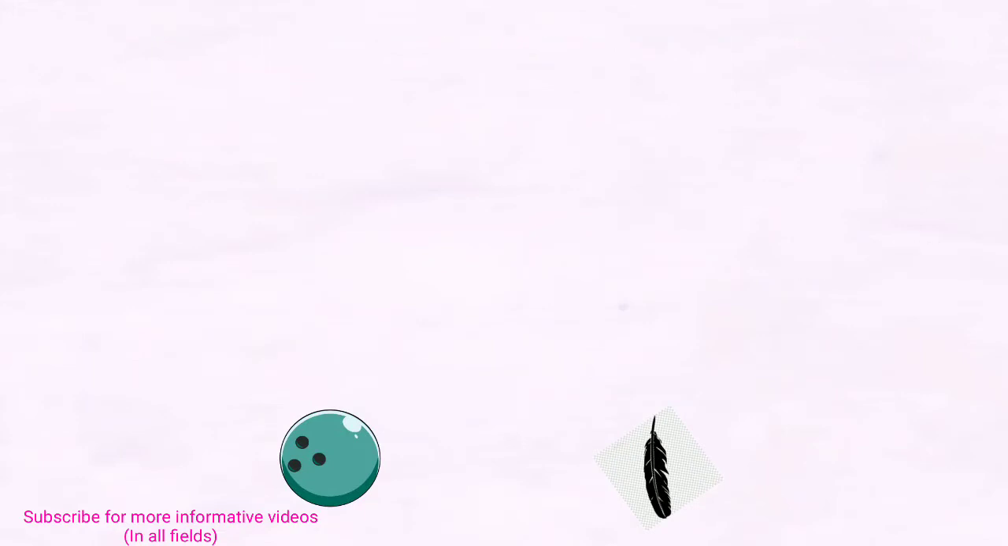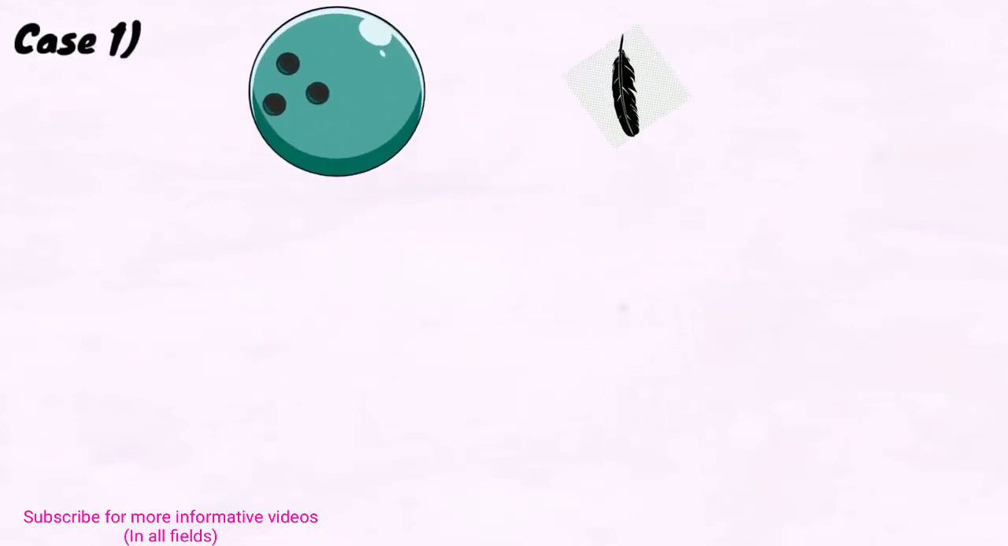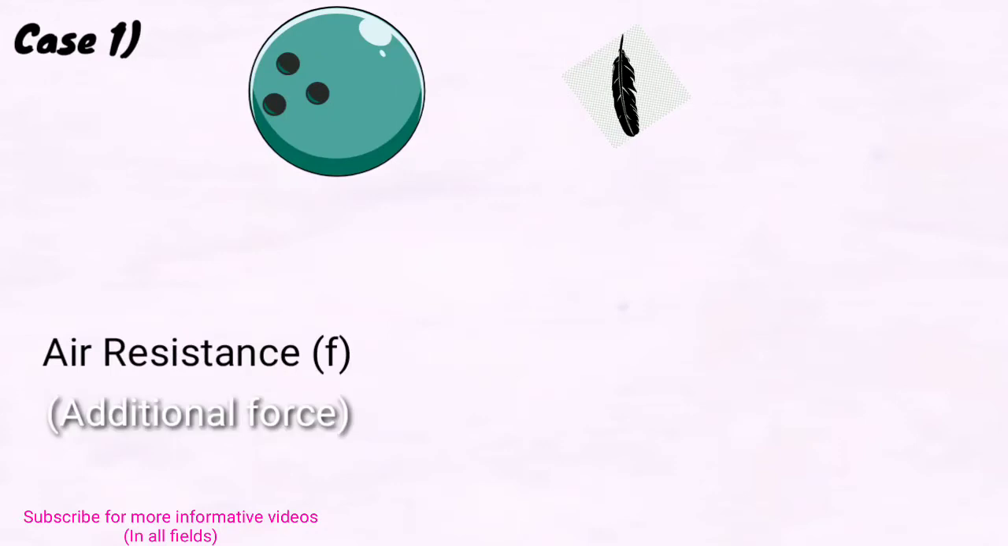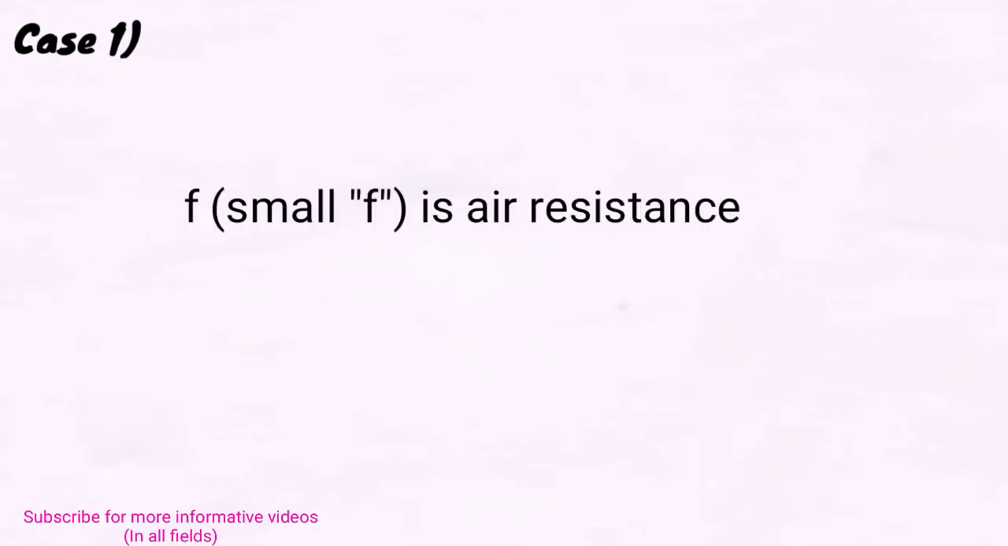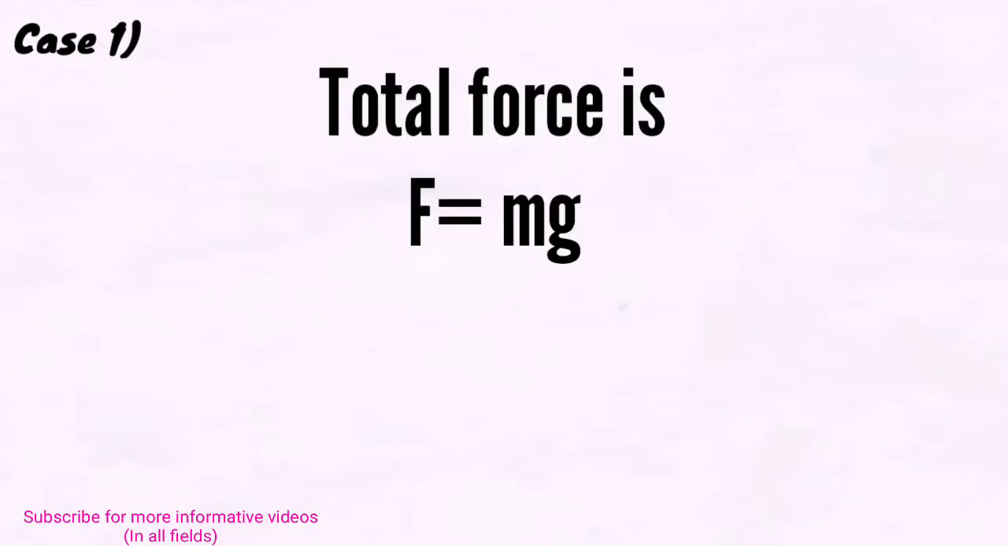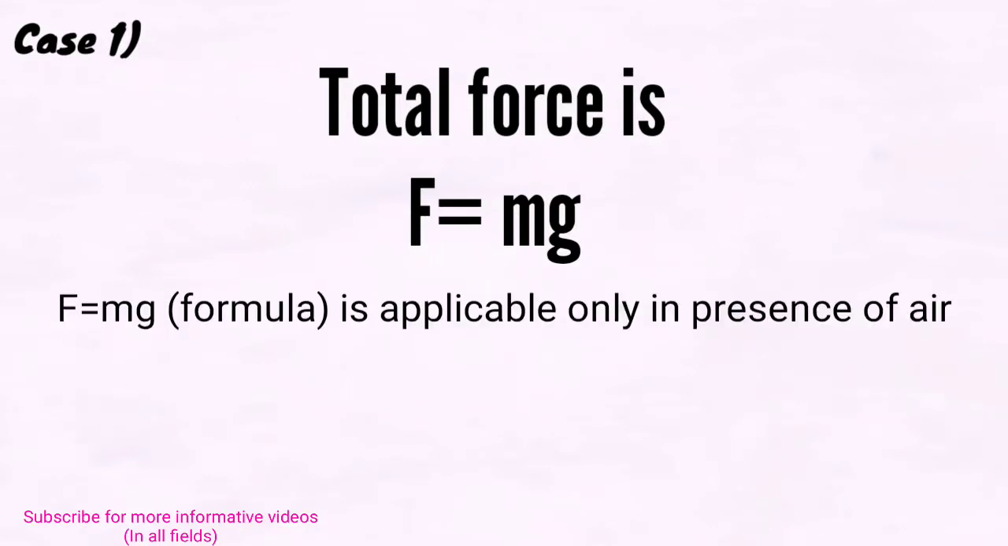Now let me explain this to you. In the first case, the air resistance present provides an additional force F to the object. Here F is air resistance, and hence the total force acting on the object is F equal to mg. It should be noted that F equal to mg is possible only in the presence of air.